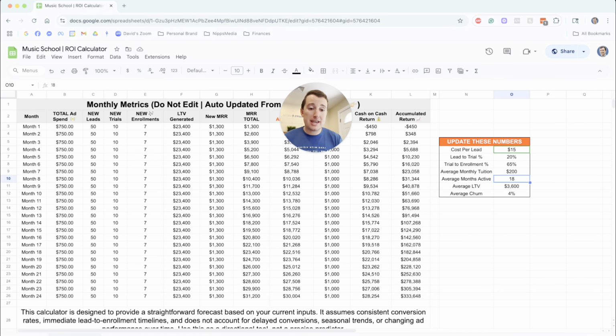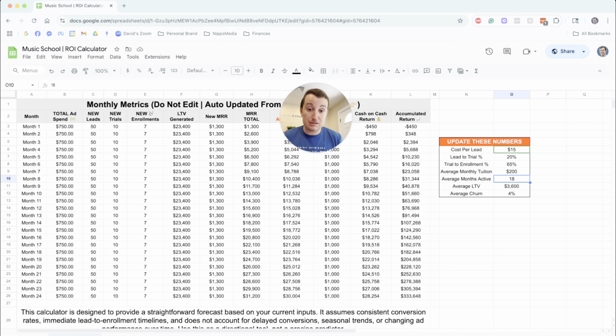The next number you want to get is your average months active. How long does a student stay enrolled in your music school on average? A great way of doing this is pulling up your current students and creating a sheet of their start date and the current date and how long they've been active.